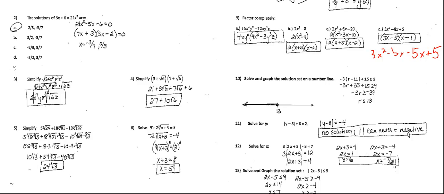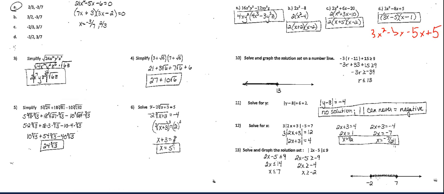Number 13 is an absolute value inequality. So still two cases, positive case, negative case. But on the negative case, I also have to flip the inequality sign. You also want to remember this is a less than sign, so this is an and problem. So you're looking for the intersection of those two inequalities. And if it was a greater than sign, it would have been an or problem. So we're looking for the intersection. Where are the numbers that are both less than or equal to 7 and greater than or equal to negative 2? Right in the middle.